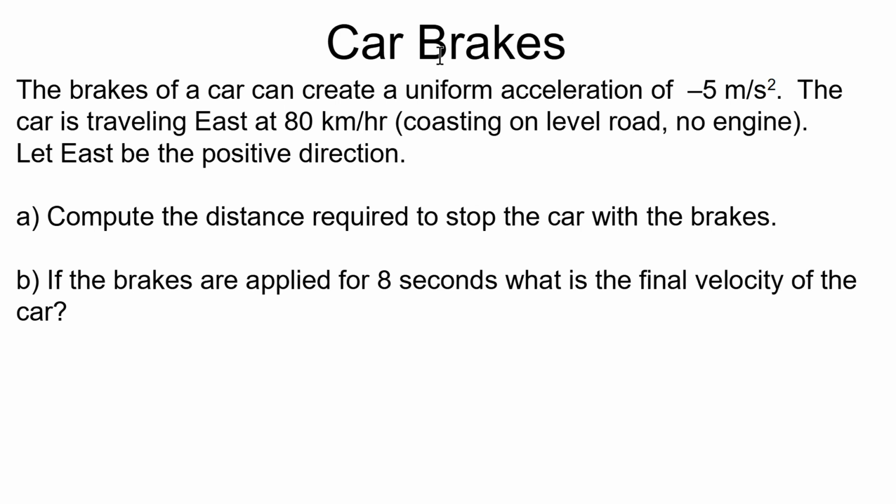I'm going to let east be the positive direction. The car is at the start of this problem traveling east at 80 kilometers per hour, but we're about to apply the brakes, and the brakes can apply and create an acceleration of the car of minus 5 meters per second squared. Why is it a minus? Because the acceleration is going to be towards the west. We're slowing the car down. The car is traveling east right now. We're going to slow it down.